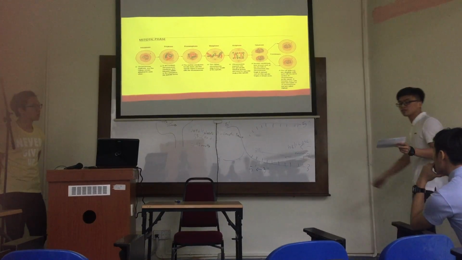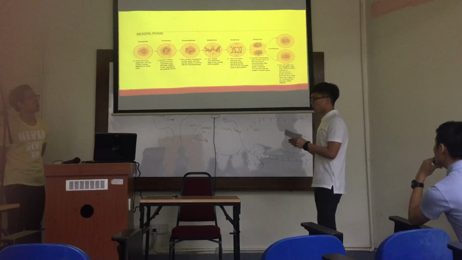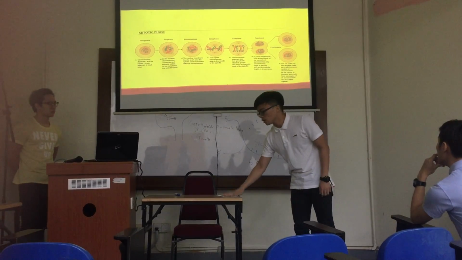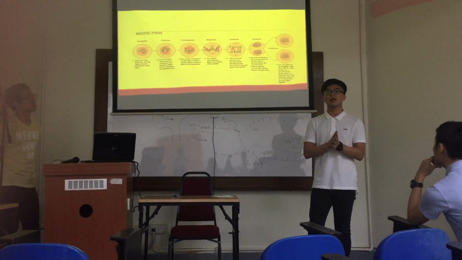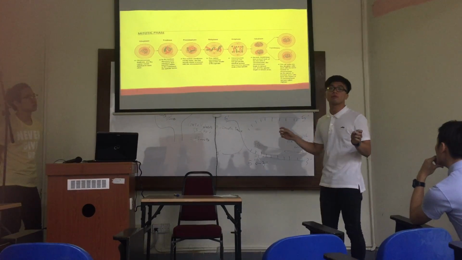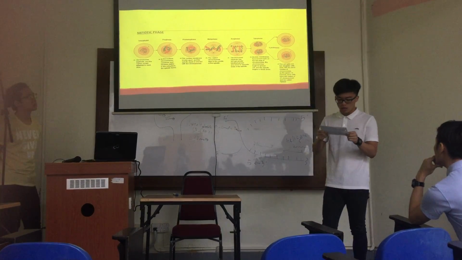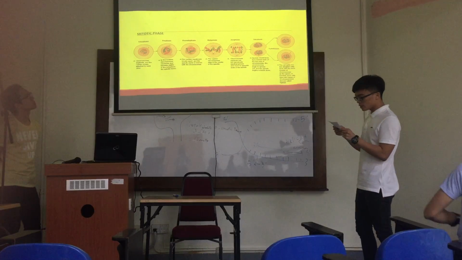Okay, after metaphase, here it comes to anaphase. During anaphase, we have spindle fibers. They contract and shorten, pulling the two sister chromatids to each side of the pole, separating themselves. So after that, here we come to telophase.